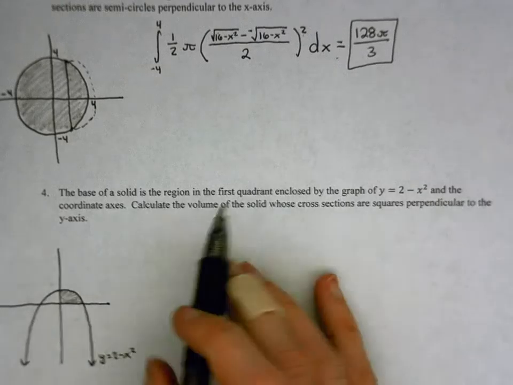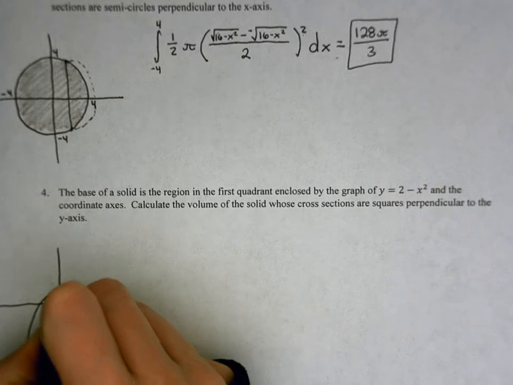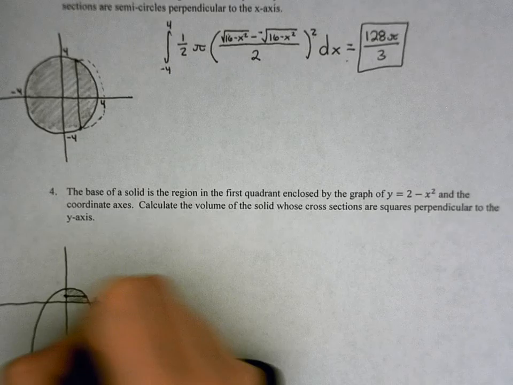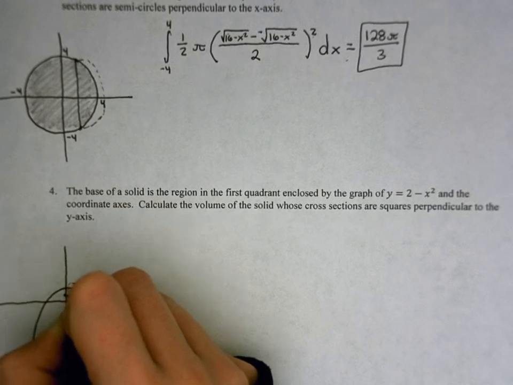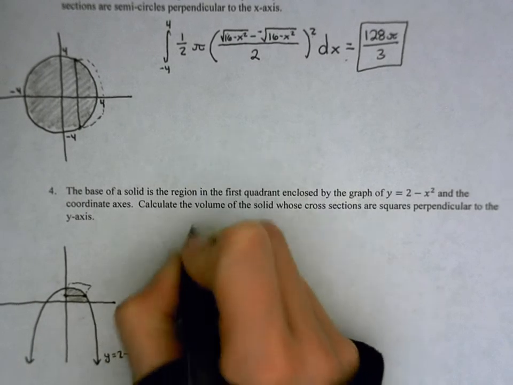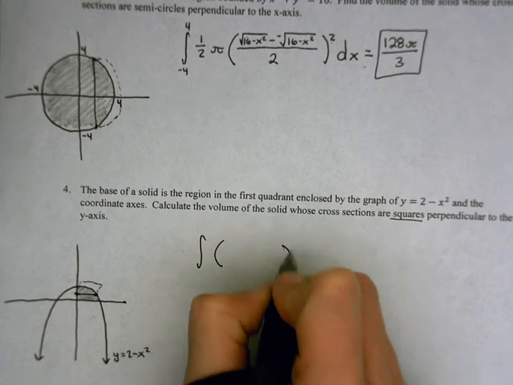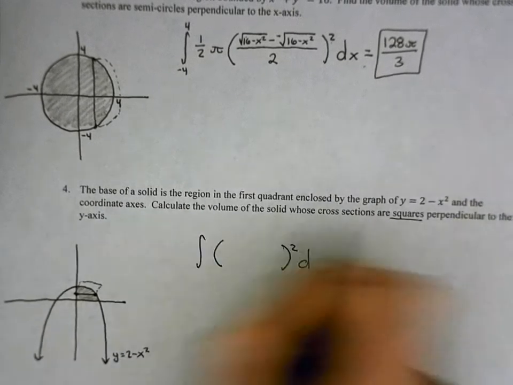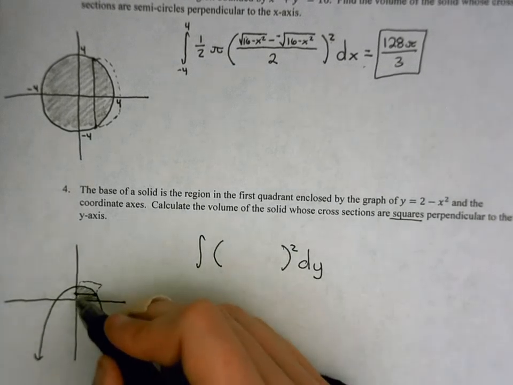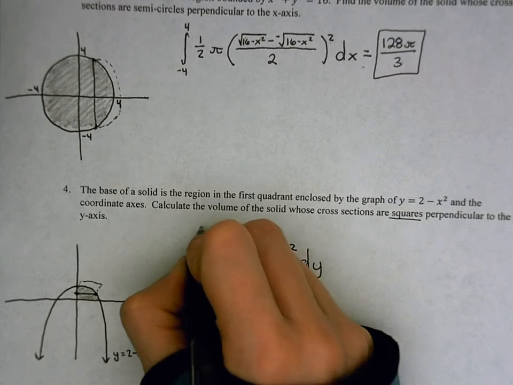We're going to be calculating the volume of the solid whose cross sections are squares perpendicular to the y-axis. So I'm going to go ahead and draw in my representative rectangle perpendicular to the y-axis, and if you wanted to, you could sketch in your square, right, sticking up out of that paper. Okay, so cross sections, we have integral a to b of whatever our formula is. For a square, it's s squared. This is perpendicular to the y-axis, so we're going to be doing dy. So we're going to be looking at my lowest y, which is down here at 0, and my highest y, which is at that point, which is y equals 2.